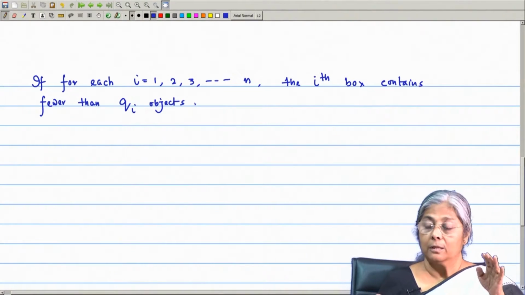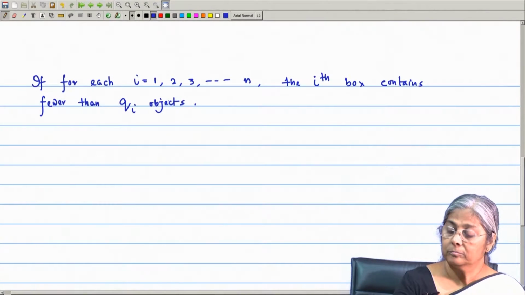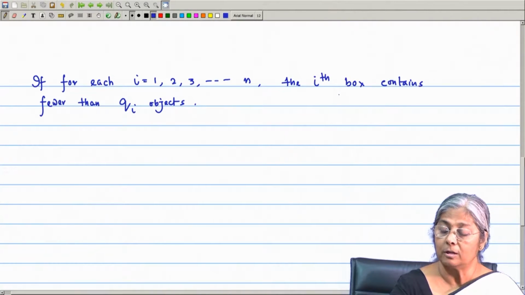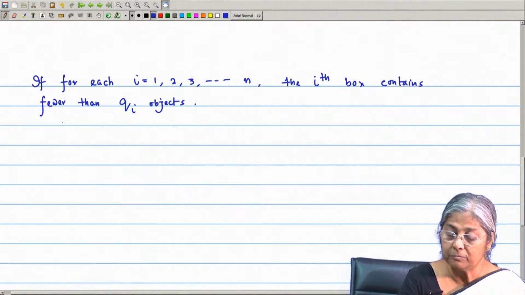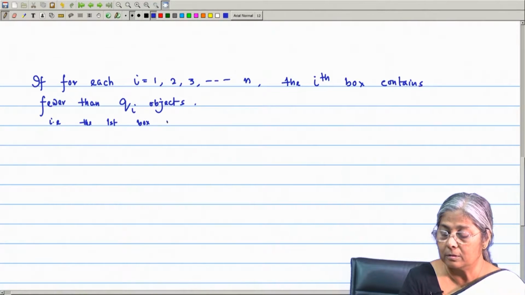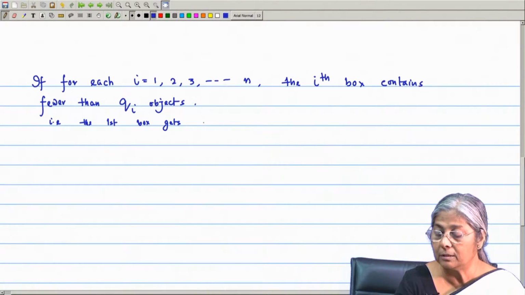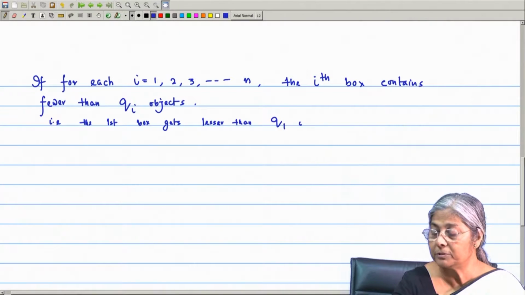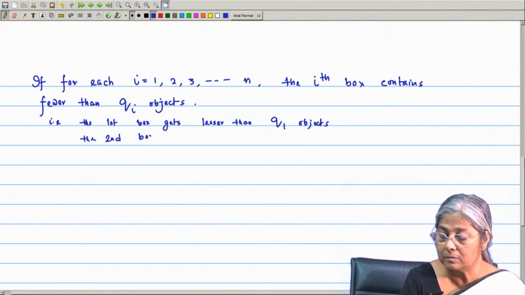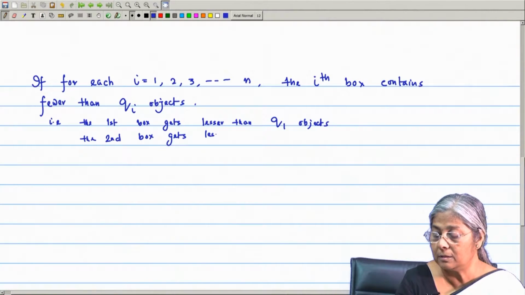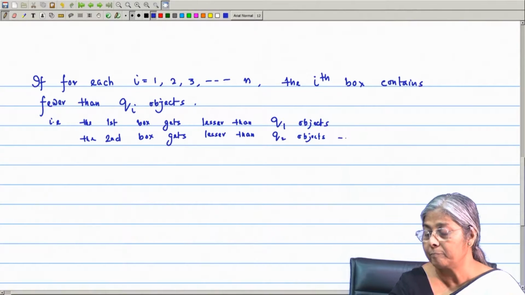That means the distribution is such that each box, say the ith box, gets less than qi objects. That means the first box gets fewer than q1 objects, the second box gets fewer than q2 objects, and so on.